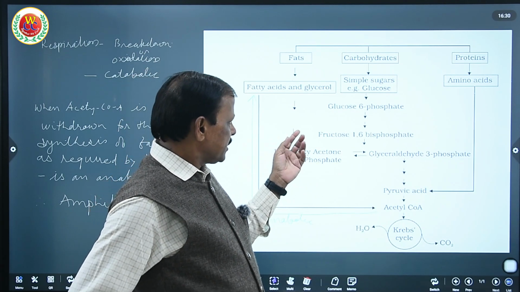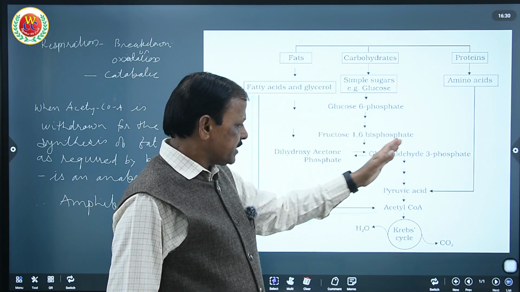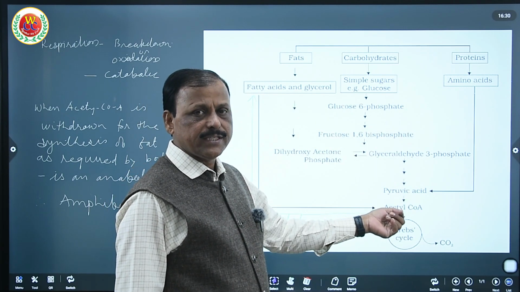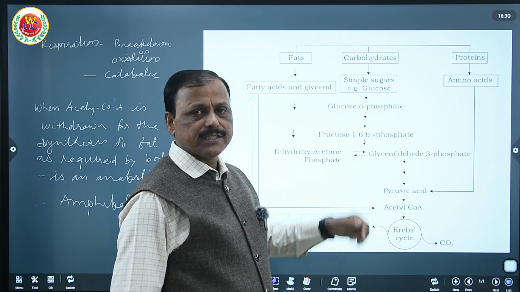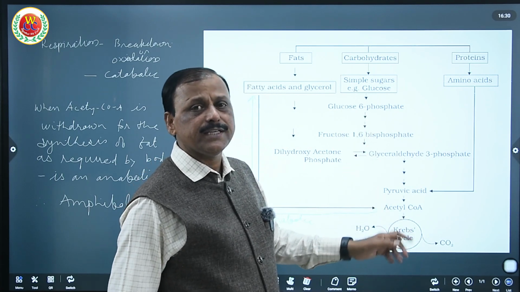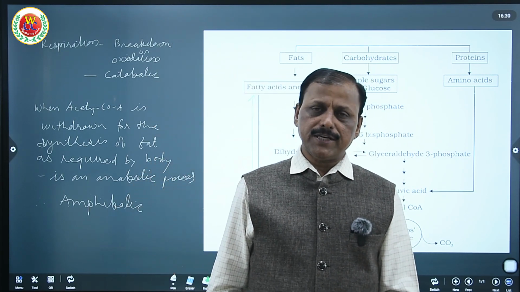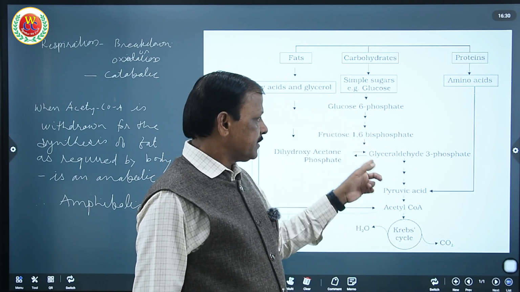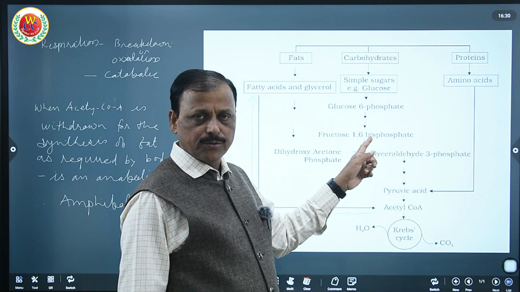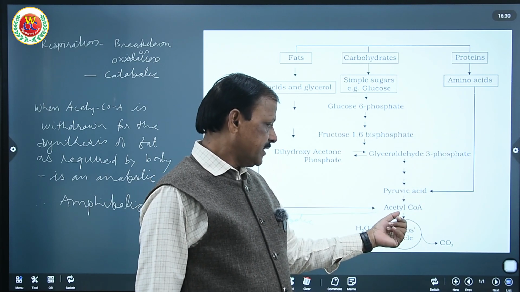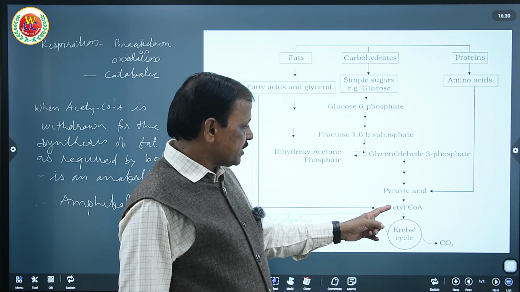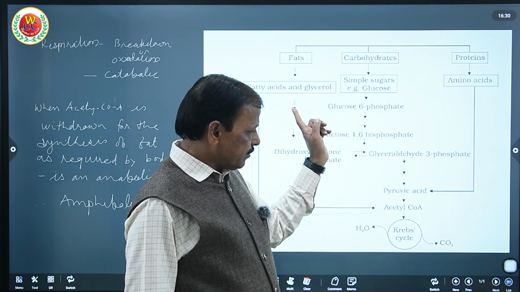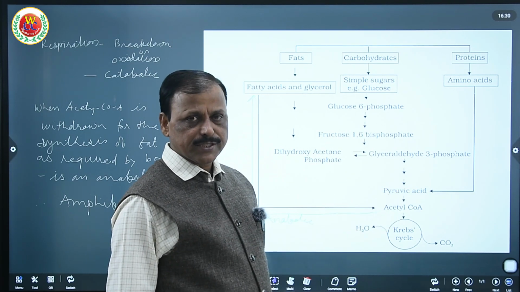A question may be asked regarding the substrates given in the amphibolic pathway: A, B, C, D, E. What is E? What is D? What is B? What is C? Or in a given diagram, A, B, C, D, R, like this can be asked. Moreover, what is common for all these paths? Breakdown of fat, glucose and protein gives acetyl-CoA. So acetyl-CoA is common, because after breakdown of all these three, pyruvic acid is converted into acetyl-CoA.